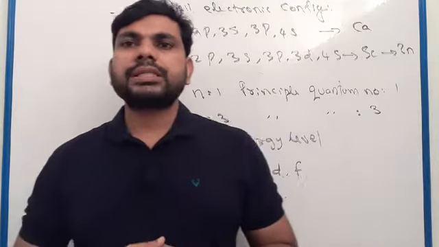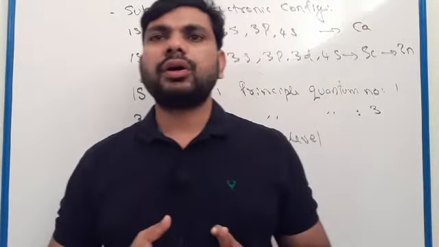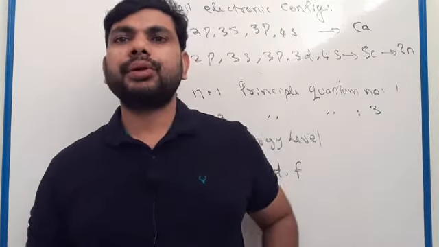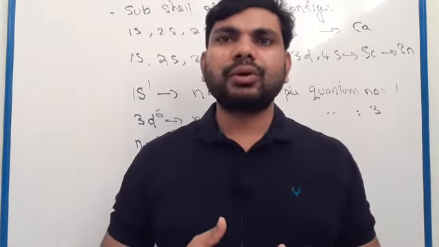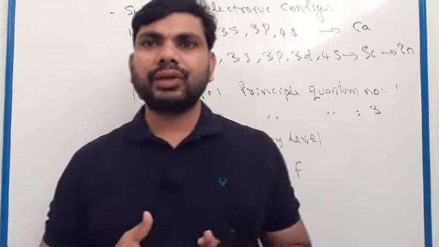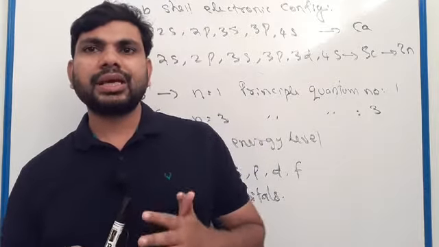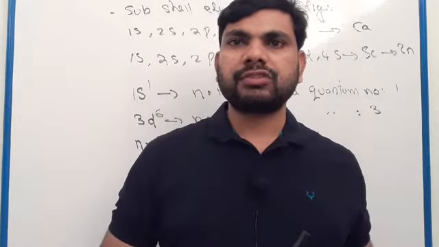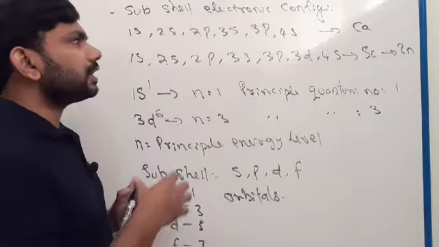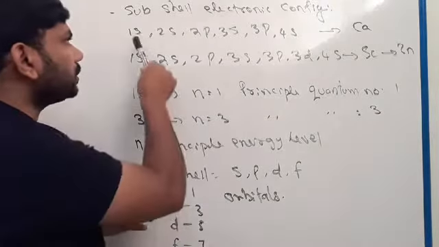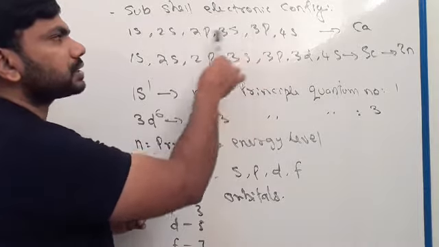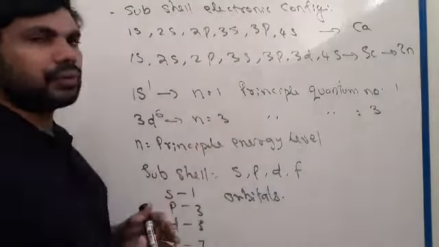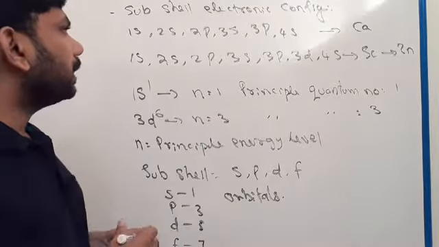Next we have to discuss subshell electronic configuration and the periodic table. We know subshell electronic configuration, where subshells are arranged according to their energy: 1s, 2s, 2p, 3s, 3p, 4s, etc. Up to calcium, we write it like this: 3s, 3p, 4s.